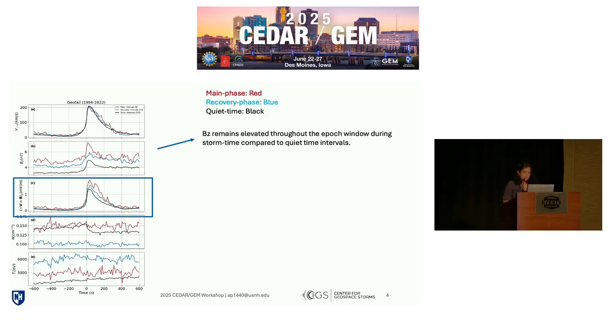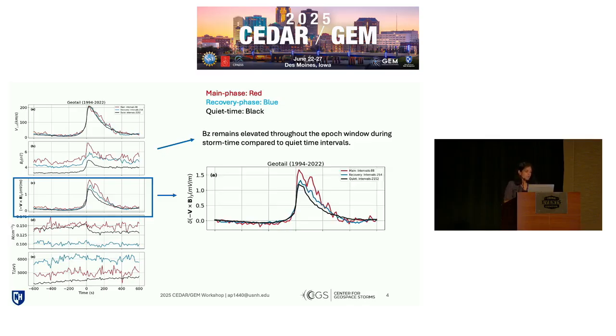Moving on to the next panel, which is minus V cross B, or minus V cross BY, or convection electric field. We observed a sharp increase in the convection electric field at the zero epoch, and main phase BBF intervals are observed to have a higher convection electric field compared to the quiet time.